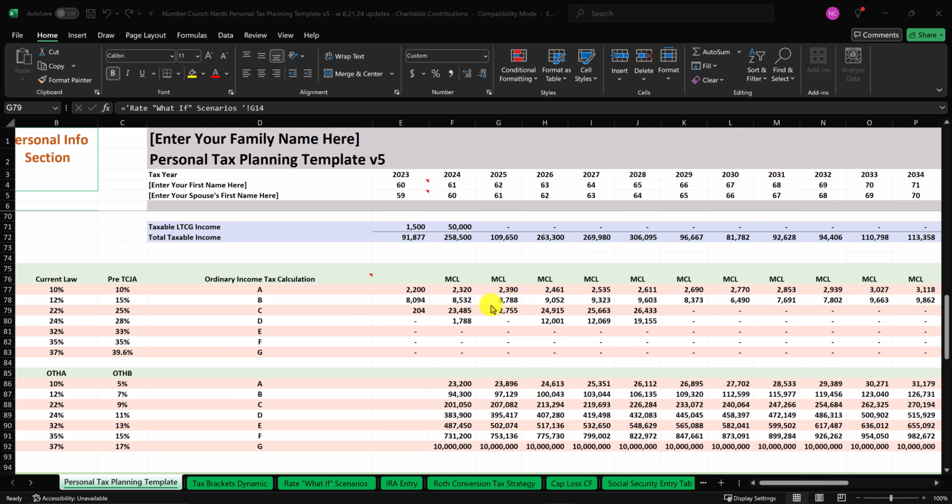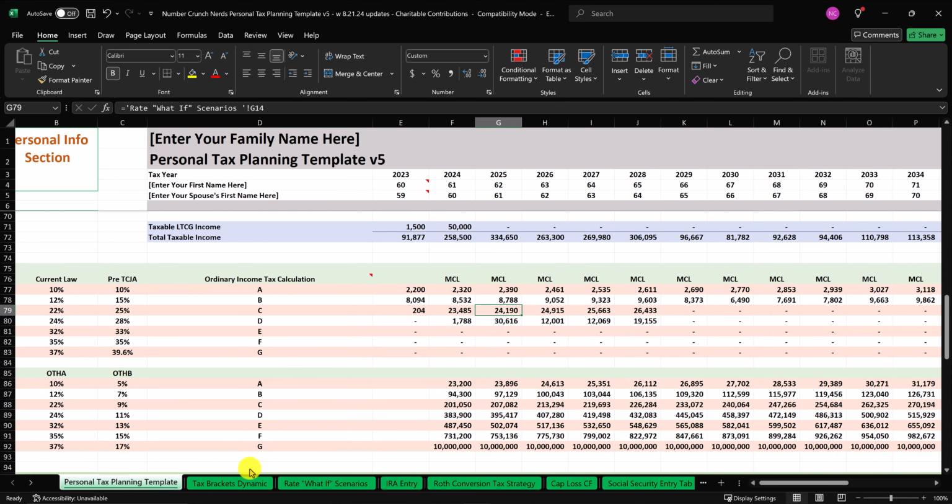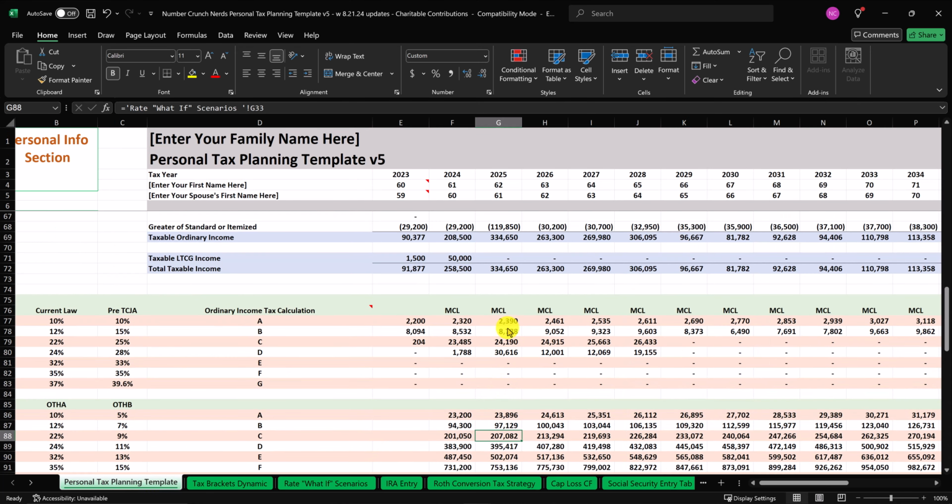In fact, let's just see how much Roth conversion we could potentially do and still not get bumped higher than the 24% bracket. So I'm going to go back to the Roth conversion tax strategy tab. I'm going to start by just putting the 225 that we had earlier back in here. Let's go back to the personal tax planning template and check how much room we have. So we have $334,650 of the taxable ordinary income again versus $395,417 top of the bracket. So we have about another $60,000 of room.